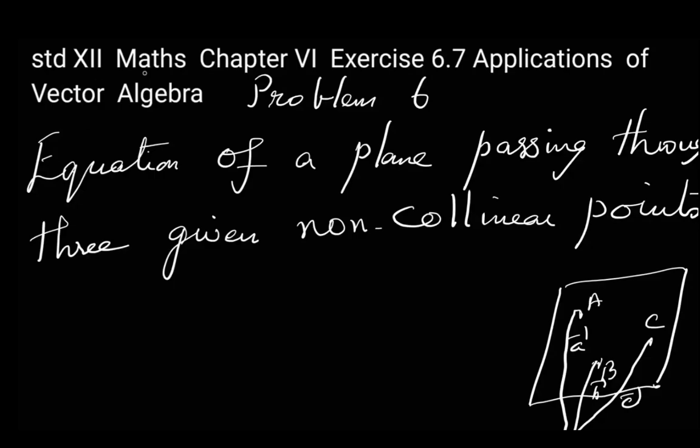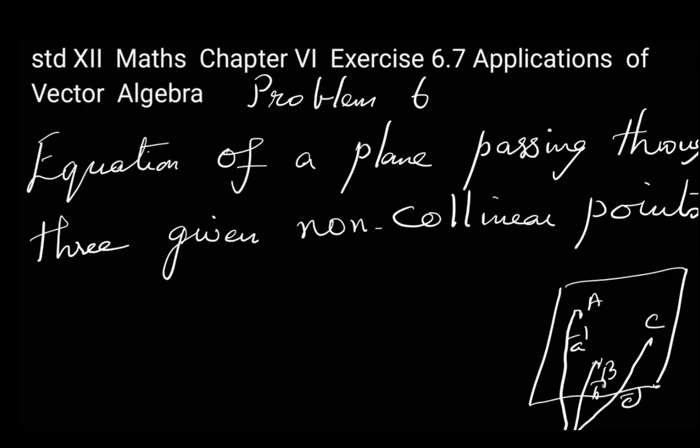See, Standard 12th Maths, Chapter 6, Exercise 6.7, Applications of Vector Algebra, Problem 6. There's only one problem we are going to do left here. For this, let us see some introduction: the equation of a plane passing through three given non-collinear points.